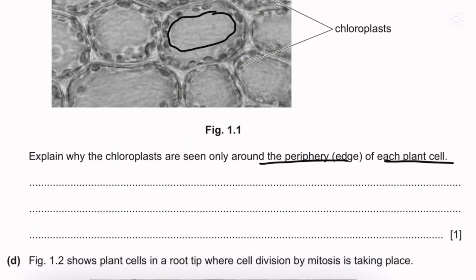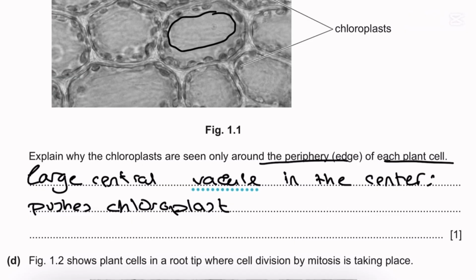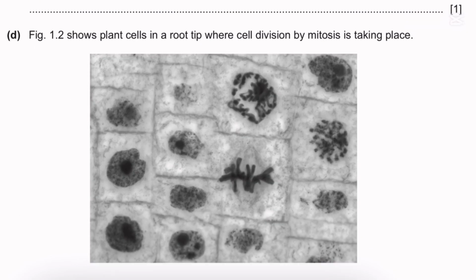vacuole. So yes, there is a large central vacuole, obviously in the center, but the idea is that it pushes chloroplasts, as well as other organelles and the nucleus, to the periphery. This brings me on to D.